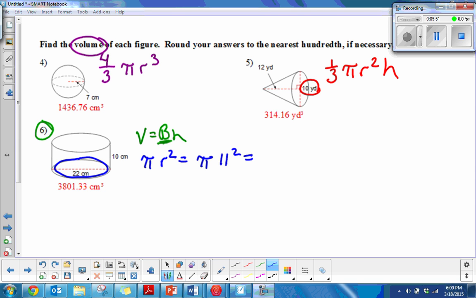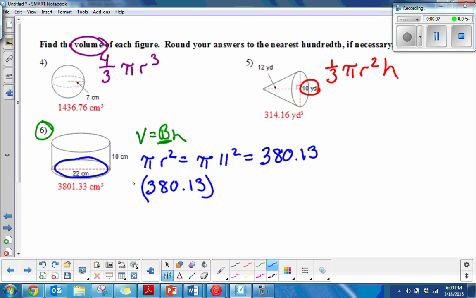Okay, so pi times 11 squared is 380.13. Now we want to take that area of the base and multiply it by the height. So 380.13 multiplied by the height of that cylinder, which is 10. Okay, and when you multiply something by 10, all you really do is move that decimal over 1.